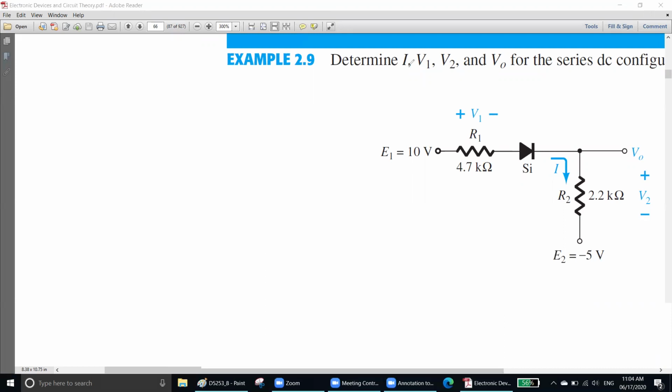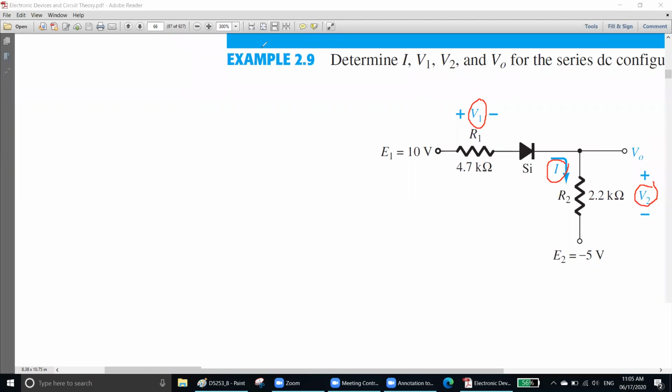They said determine the current, V1, V2, and VO. This was V1, this is V2, and you have to find out VO. Remember here, first V1 is a voltage difference. That means plus minus is given. V2 is a voltage difference because the plus minus is given. But VO is a point voltage, right? So you have to find all of them.